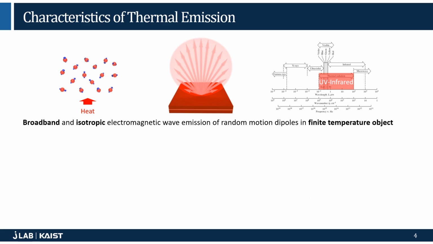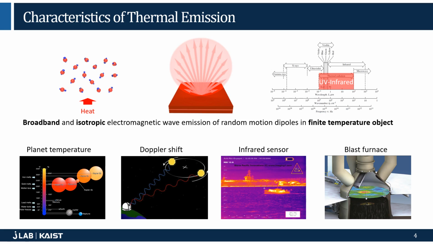Okay, let's briefly talk about the thermal emission. The thermal emission is the electromagnetic radiation from charged particles in general, for atoms, molecules, lattices, and so on. The radiation pattern of the thermal emission is isotropic, so there is no directionality. Also, it has a very broad spectrum range from UV to infrared. As this phenomenon happens everywhere if there is some finite temperature, and it has a broad spectrum range, this phenomenon has been used in many applications like measuring temperature, Doppler shift, and so on.